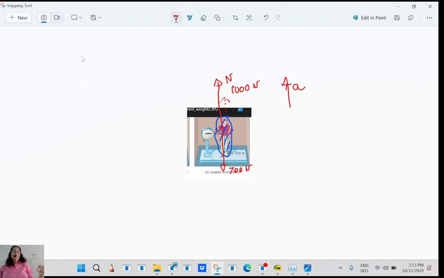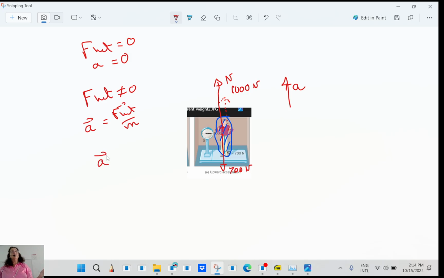Remember, if the net force is 0, what is the acceleration in that case? 0. Net force is 0 means equilibrium. It means either you are at rest or you are moving at a constant speed in the same direction. If the net force is not 0, first you need to find the net force, you add vectors. That's why I was very annoying, insisting that you understand how to add vectors. So the net force is not 0. That means you do have an acceleration. The acceleration is just the net force divided by the mass. Remember, from the beginning I told you acceleration is in the same direction as the net force. Is that clear? So what is the net force in that case? You have 1000 up, 700 down.